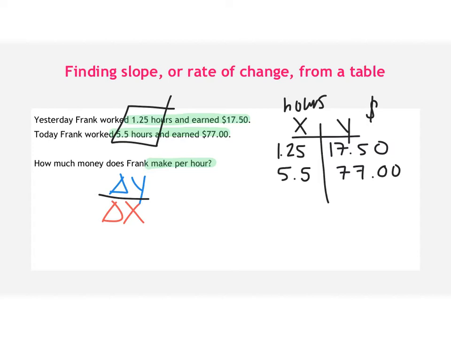So now we have that table, and we can go ahead and look for our change in y divided by our change in x. All right, so we're going to have to go from $17.50 to $77. That's obviously increasing, so we're going to have a positive number. And so what is that increasing by? To find what it's increasing by, just come down here and do a little bit of subtraction.